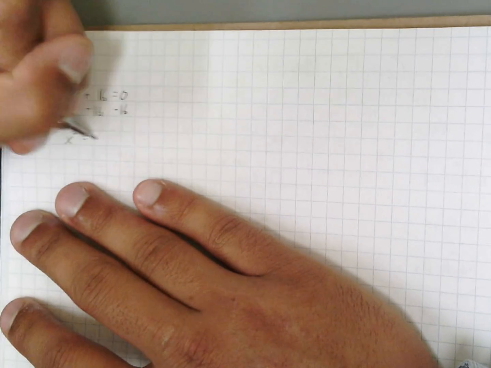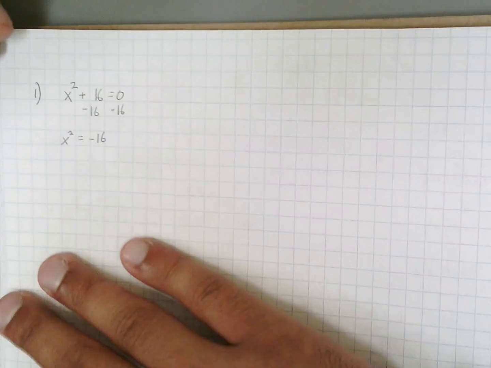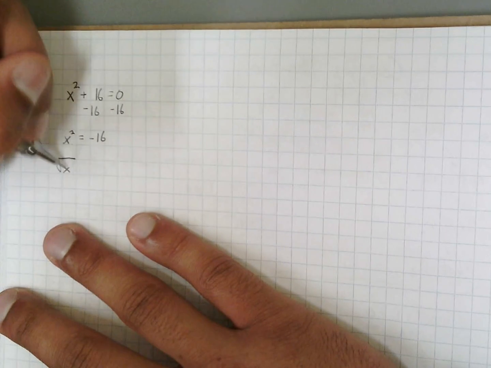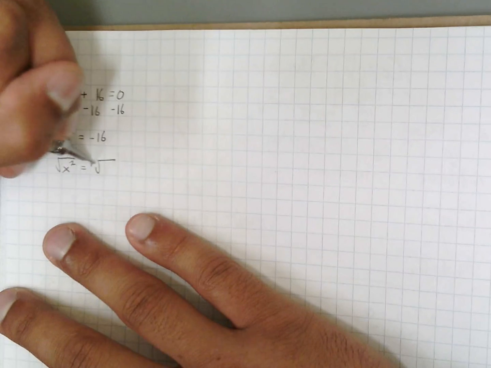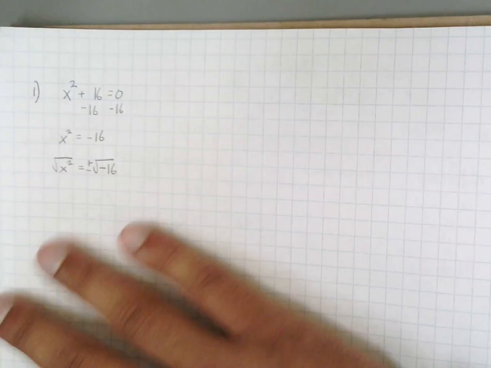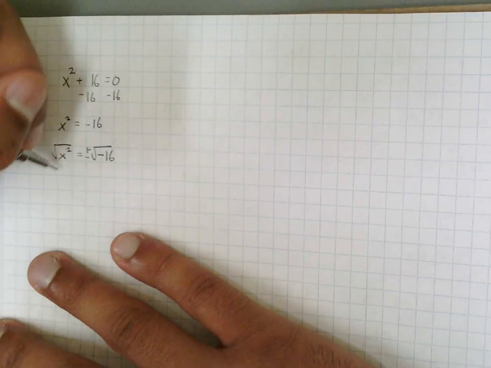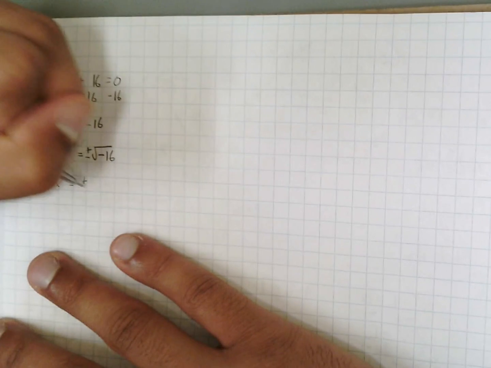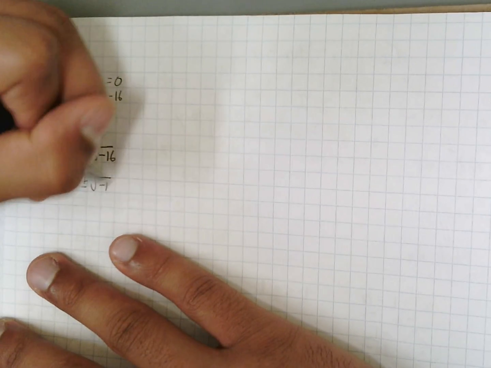X squared equals negative 16. Then I take the square root of both sides, remembering to write plus or minus. So x equals plus or minus the square root of negative 16.